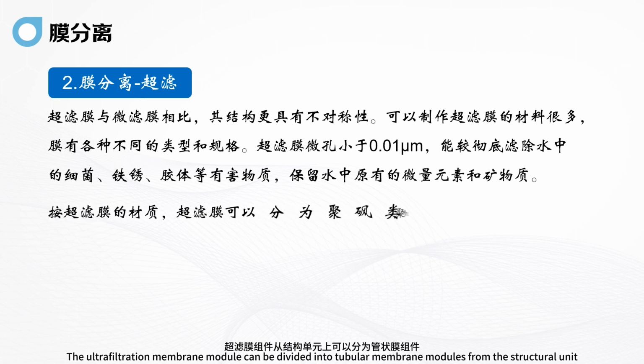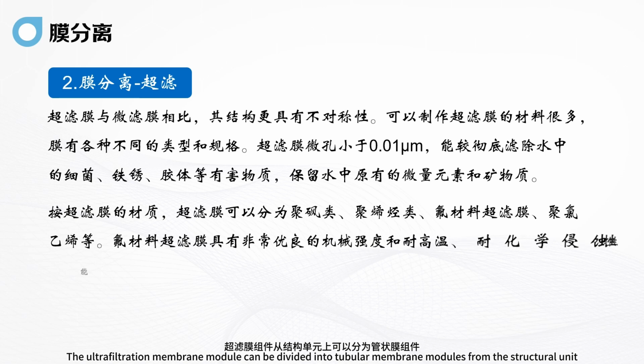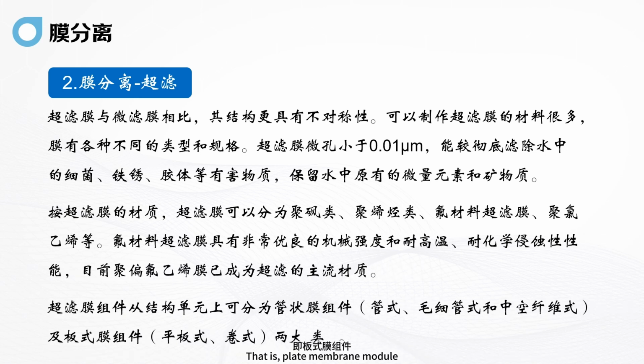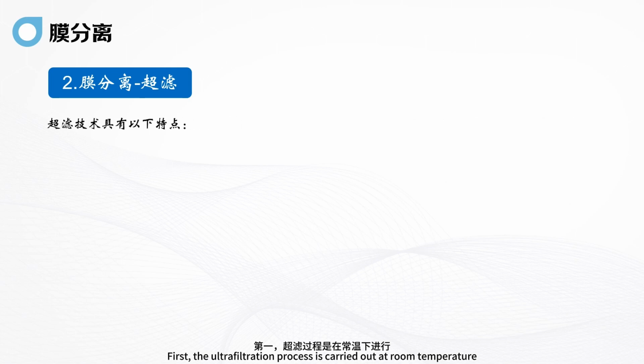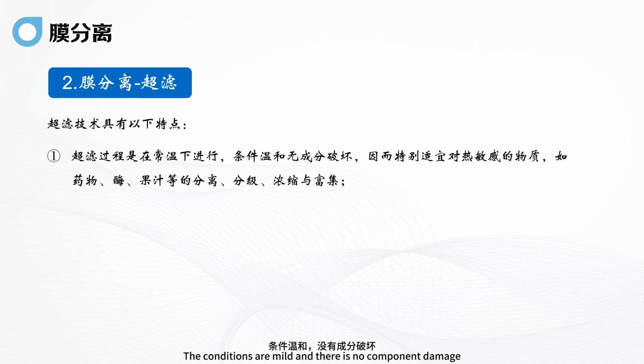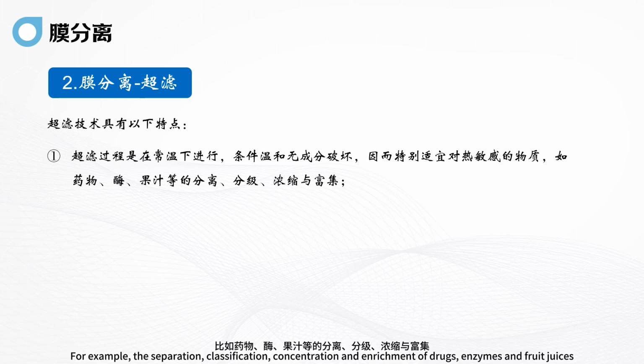The ultrafiltration membrane module can be divided into tubular membrane modules, plate membrane modules, and so on, according to its structural unit. Ultrafiltration technology has the following advantages. First, the ultrafiltration process is carried out at room temperature. The conditions are mild and there is no component damage. Therefore, it is especially suitable for heat-sensitive substances, for example, the separation, classification, concentration and enrichment of drugs, enzymes, and fruit juices.